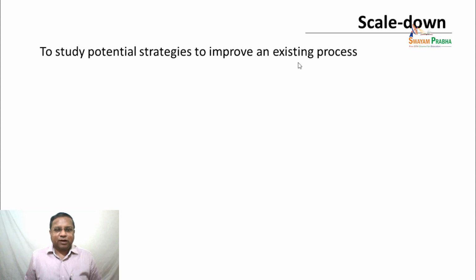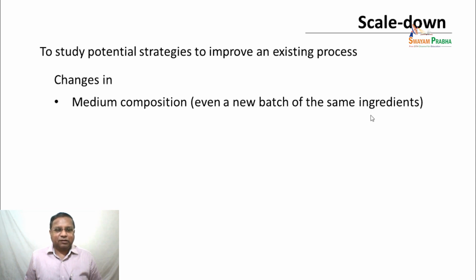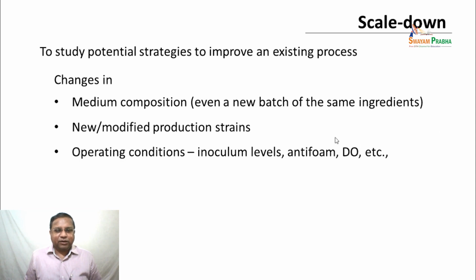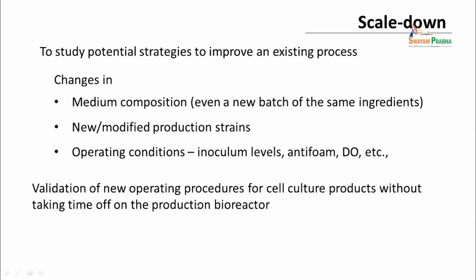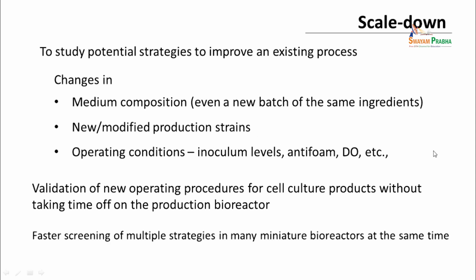To study potential strategies to improve an existing process, changes in medium composition, for example, even a new batch of the same ingredients, is tested at the scale down level. Newer modified production strains are first tried at the scale down level. Operating conditions such as inoculum levels, anti-foam use, dissolved oxygen level, etc. are tried out. And validation of new operating procedures for cell culture products without taking time off from the production reactor. In all these situations, scale down becomes important.